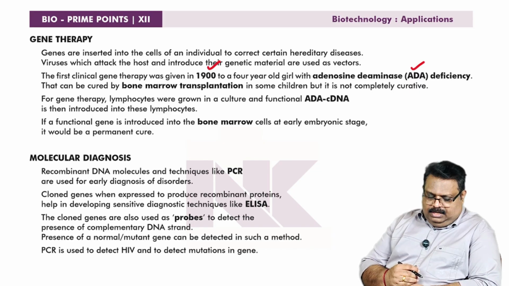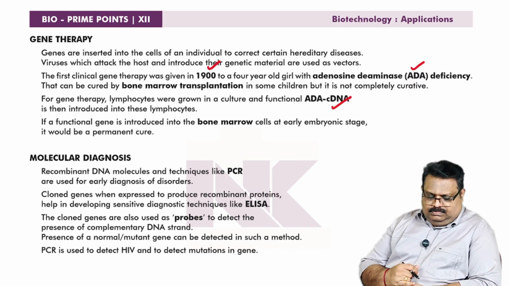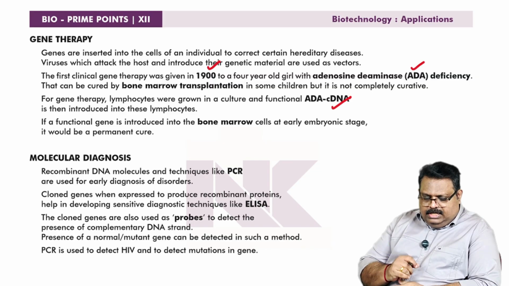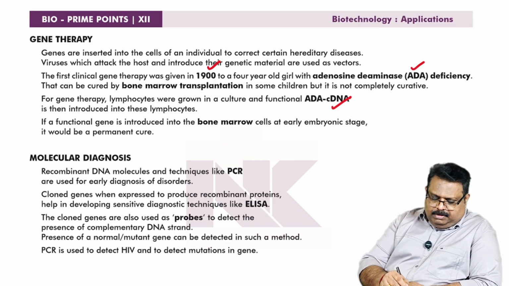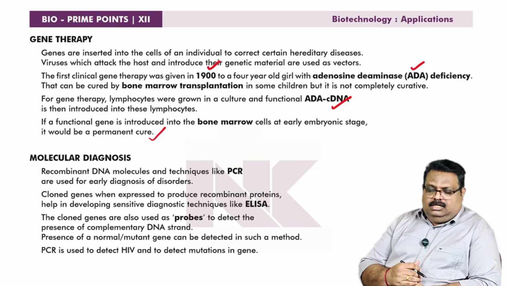For gene therapy, lymphocytes were grown in a culture and functional ADA-cDNA, which is a copy DNA, is introduced into the lymphocytes. If a functional gene is introduced into the bone marrow cells at an early embryonic stage, it would be a permanent cure. That means a genetic disorder can also be treated to some extent by using biotechnological application. One such example is called ADA deficiency.